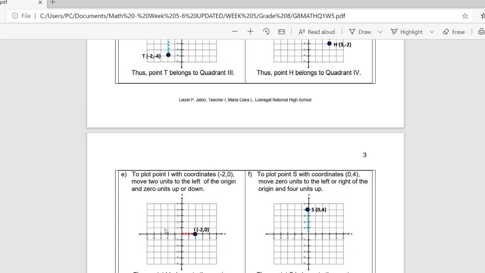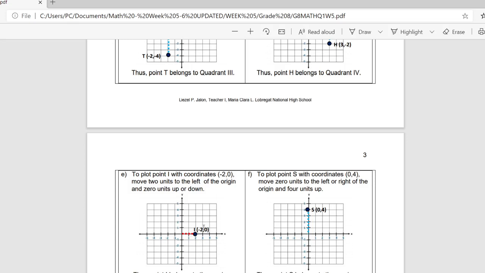But the point should be on the negative side of the y-axis. The point should be here. So please make a correction in your modules; the point must be here. Point I should be left of y because that is negative, and this belongs to the x-axis. By the way, this one belongs to quadrant 3, and this one is quadrant 4, because we number them counterclockwise: this is your quadrant 1, 2, 3, 4.